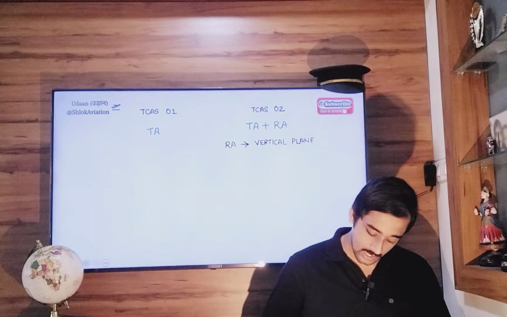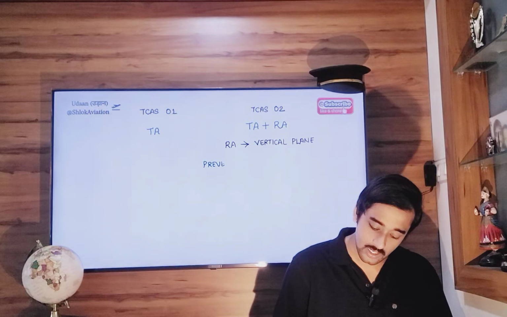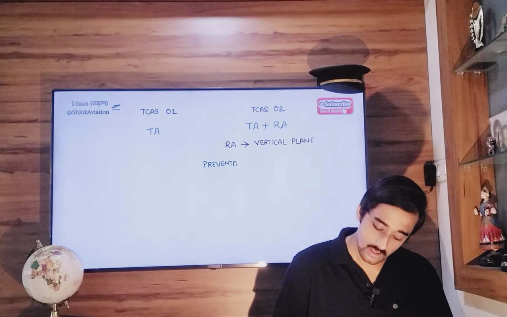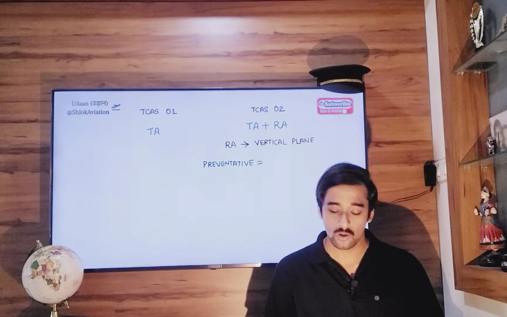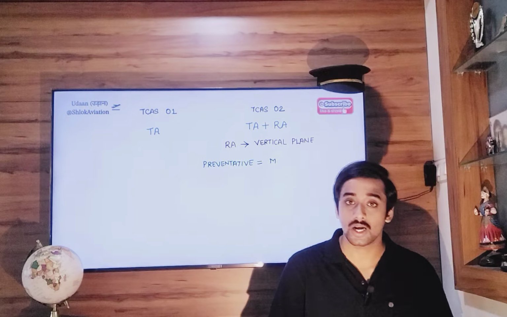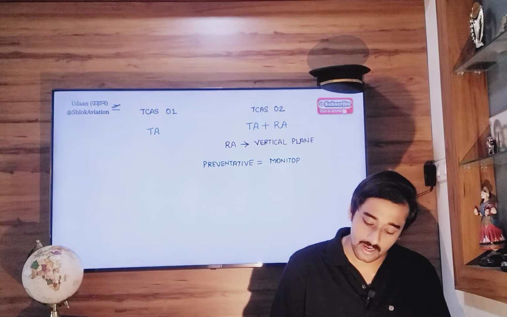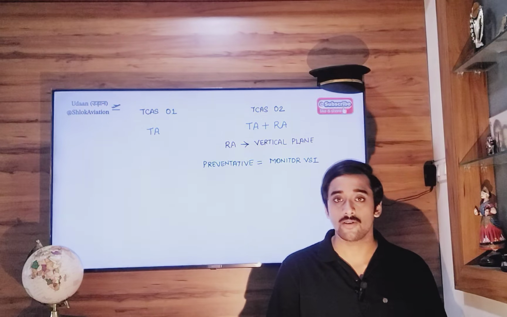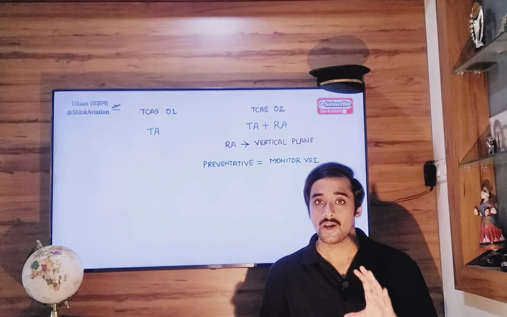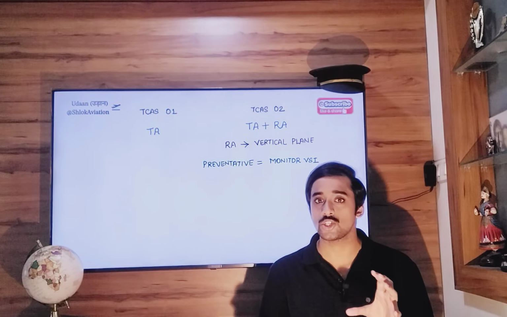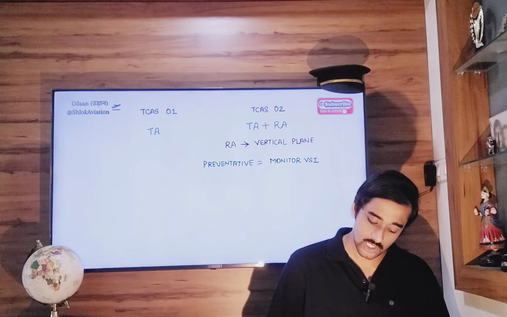Further, there are two types of resolution advisories. A preventative resolution advisory expects you to maintain your current vertical speed or to monitor the vertical speed of your aircraft. That means whatever vertical speed you are maintaining currently, the rate of climb, rate of descent, maintain that. Don't deviate from that, don't change it. That is called preventative resolution advisory.